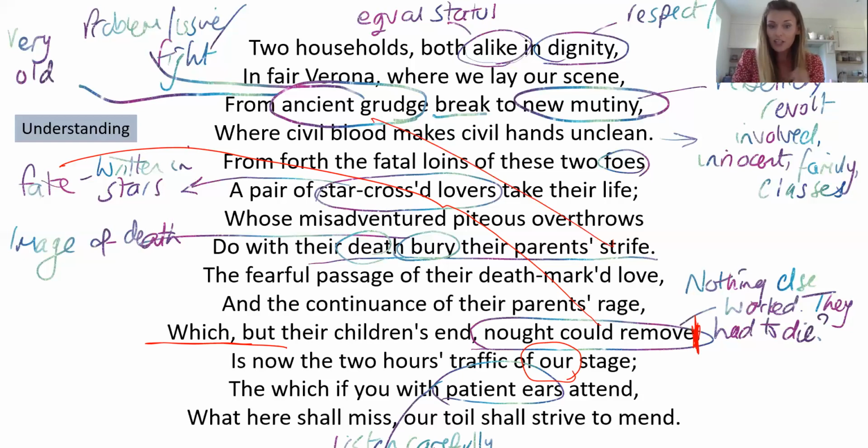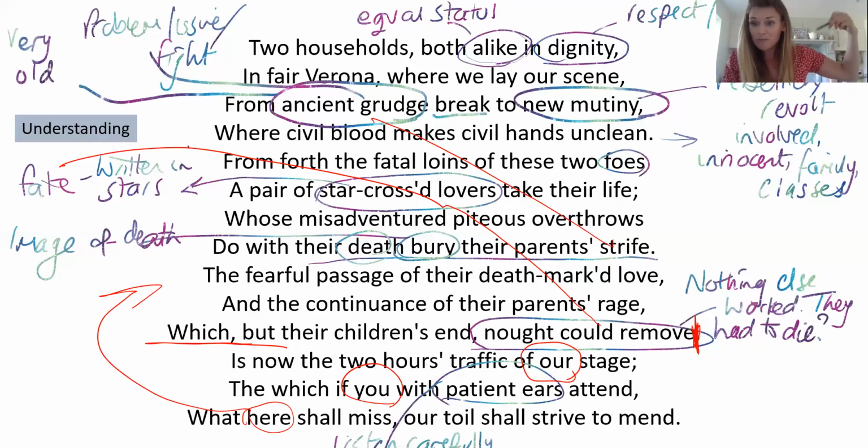This is our stage, to which if you, with patient ears, so if you listen carefully, if you attend, if you pay attention, what here, and by here they mean this information, what we've missed out from what we've told you so far, we'll work hard, we'll strive to mend, we'll fix. We're going to fill in the blanks. So we've got two hours' traffic on our stage, and listen carefully and we'll explain all the missing bits. So that's our understanding. So language done, structure done, understanding done. You've already got tons you could talk about, but I'm going to keep going.